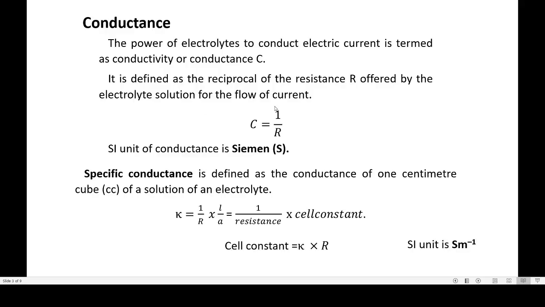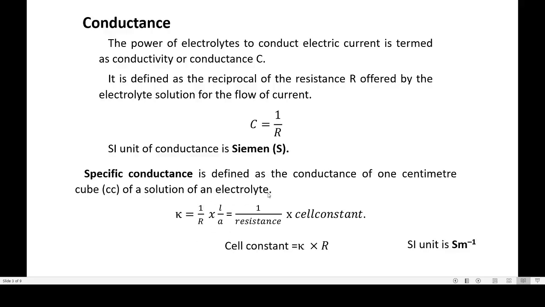So reciprocal of resistance will be conductance, and the SI unit of conductance is Siemens. Also, specific conductance is defined as conductance of 1 centimeter cube of a solution of an electrolyte. So specific conductance K, or kappa, is given by 1 upon R into L upon A.